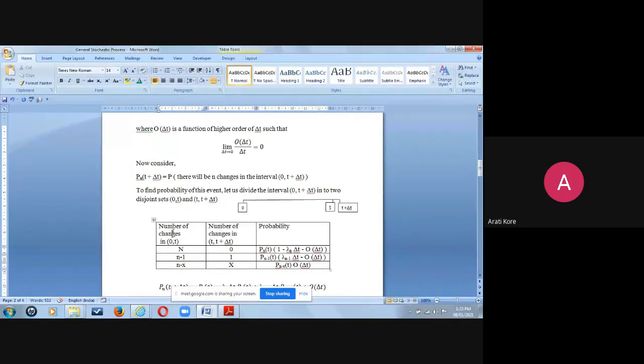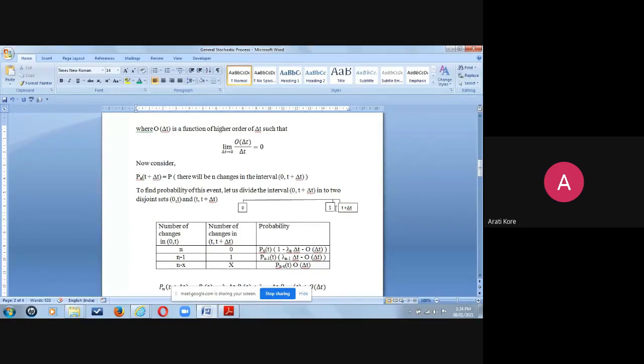Okay, fine. So I want a total of n changes from 0 to t plus delta t. Now what can be the different cases? Let's see. We have to make a table where in the first column we write the number of changes in 0 to t, in the second column the number of changes in t to t plus delta t, and in the third column the probability. Okay. Now, what is the probability that there will be a total of n changes from 0 to t plus delta t? So for that, what am I doing?